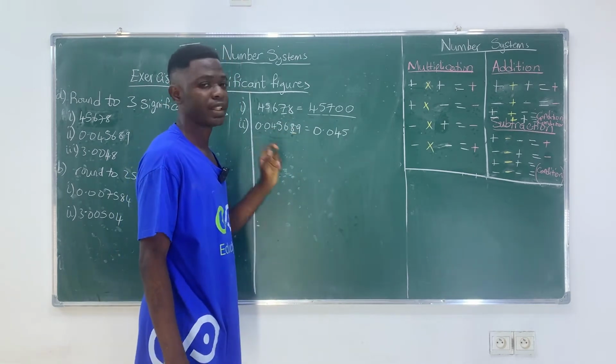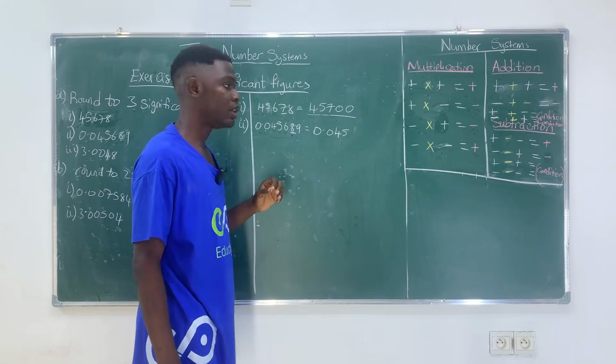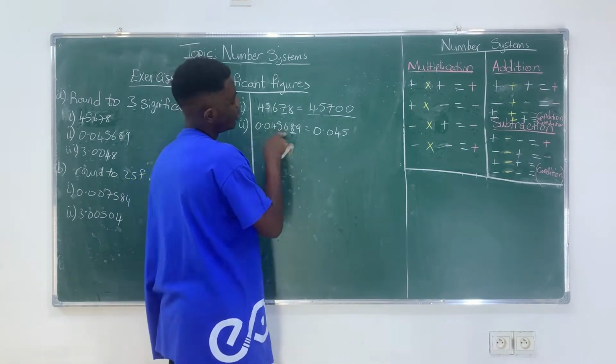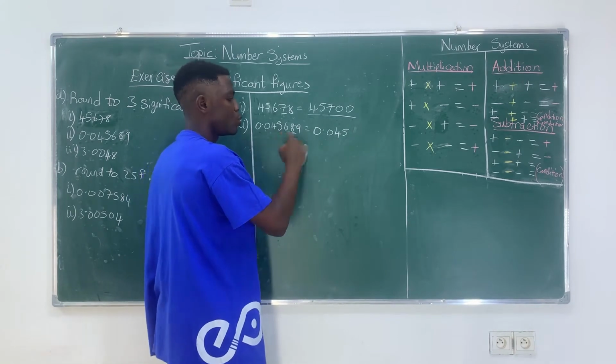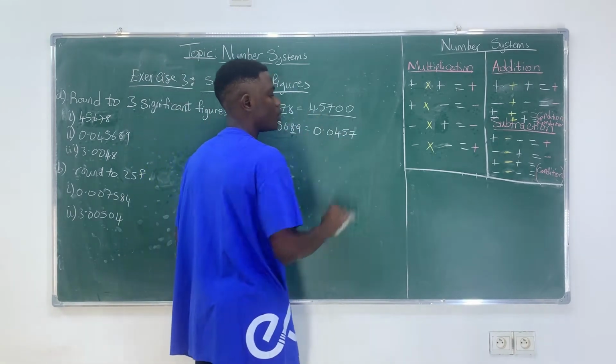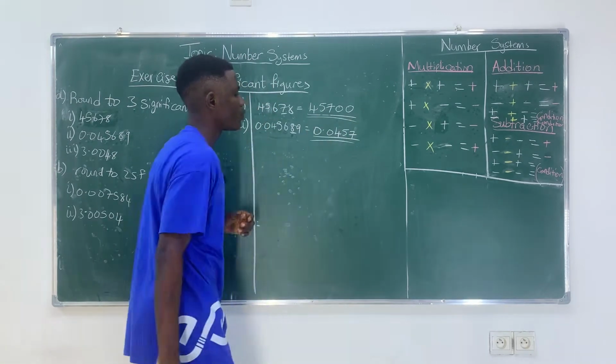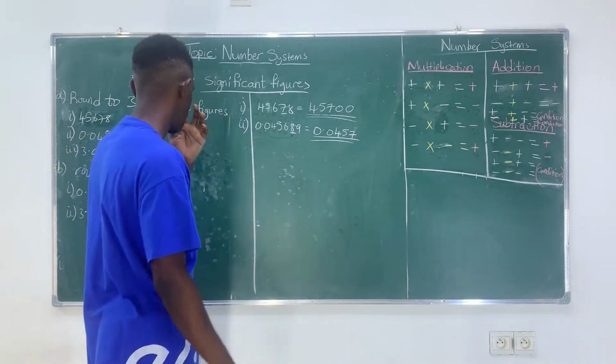Is the one after it greater than or equal to 5? Yes, it is greater than 5. So we round this one up. We will round 6 up to 7. We round it up to the next number after it, which is 7.